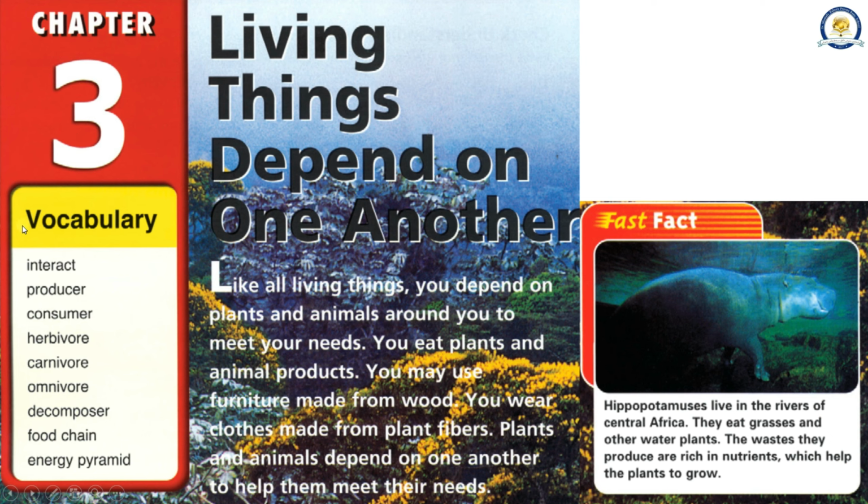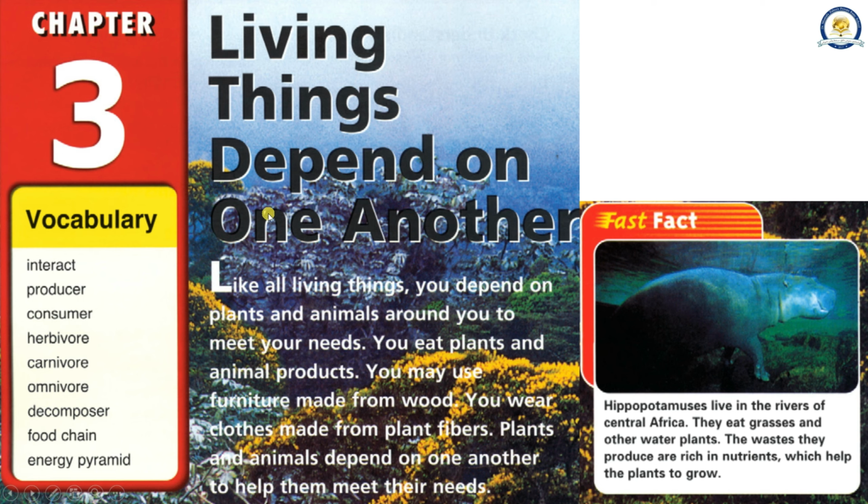Chapter 3. Vocabulary. Interact. Producer. Consumer. Herbivore. Carnivore. Omnivore. Decomposer. Food chain. Energy pyramid.